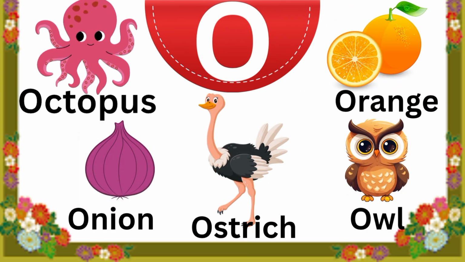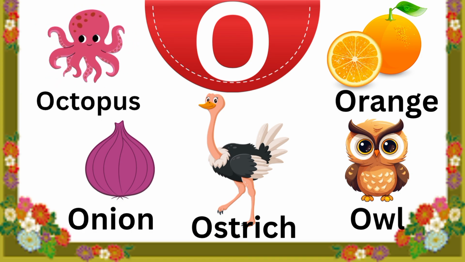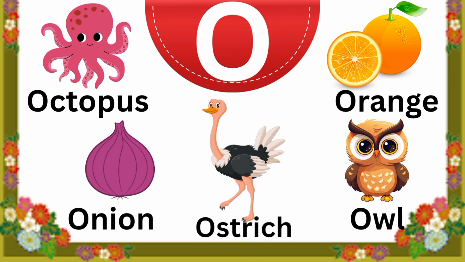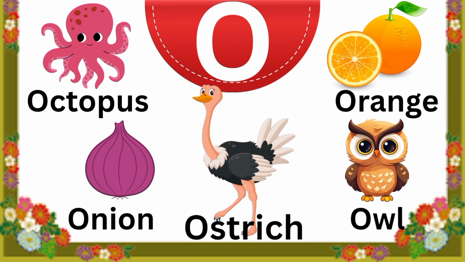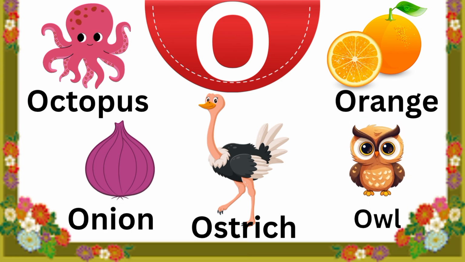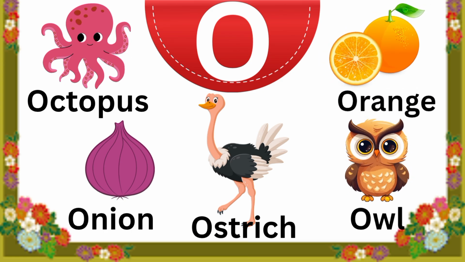O is for octopus, octopus. O is for onion, onion. O is for ostrich, ostrich. O is for owl, owl. O is for orange, orange.